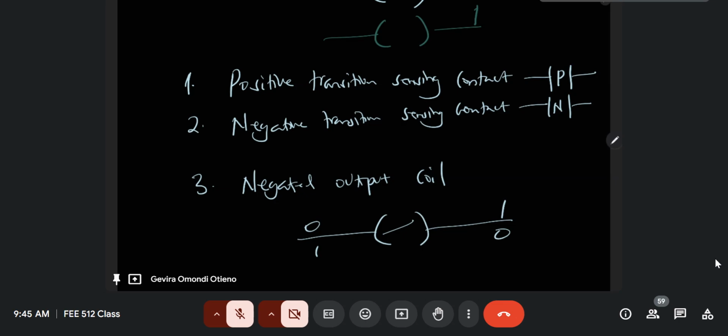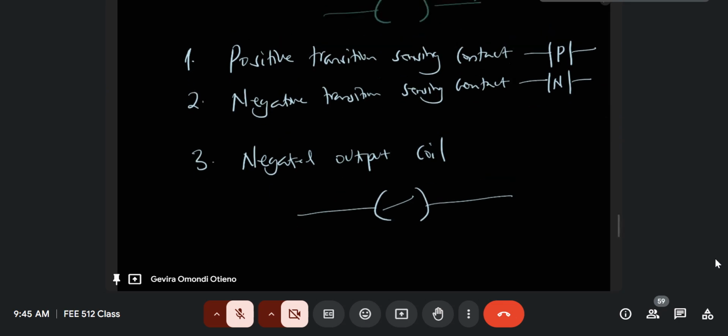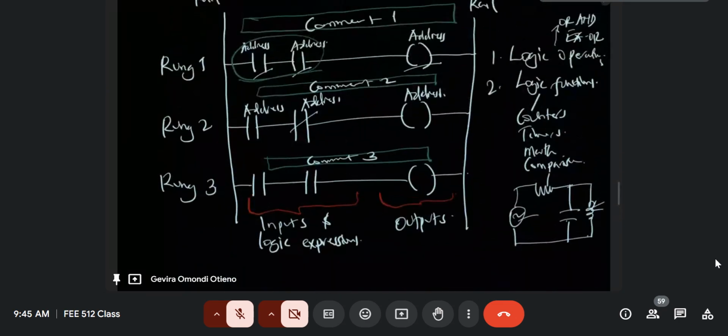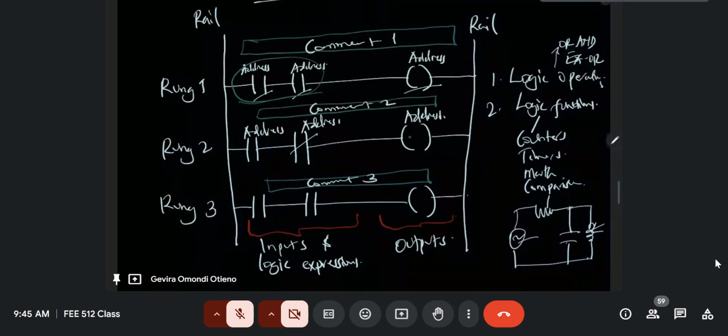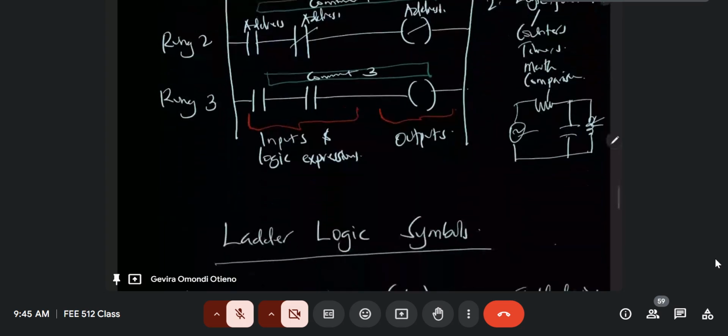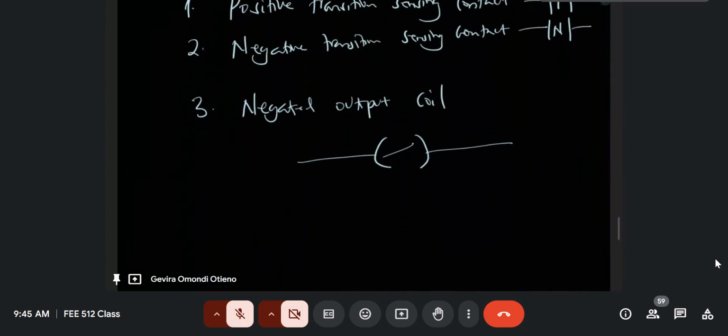There's a reason why sometimes this negated coil is very important, certain applications. I'll give you an example later. We'll do an example where you need to use the negated coil. Okay? So it simply means that in your ladder diagram, you could have this, and then the next one is negated like that. Okay? So that exists. So we've talked about the negated.